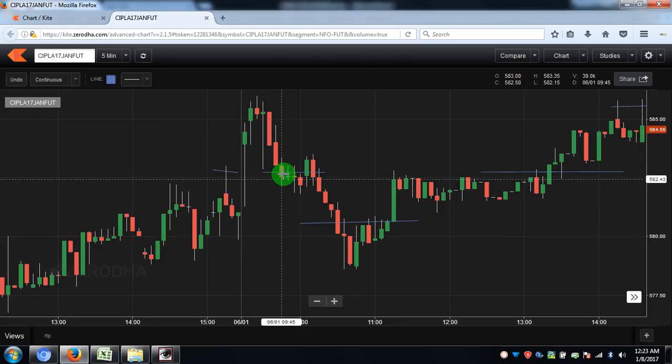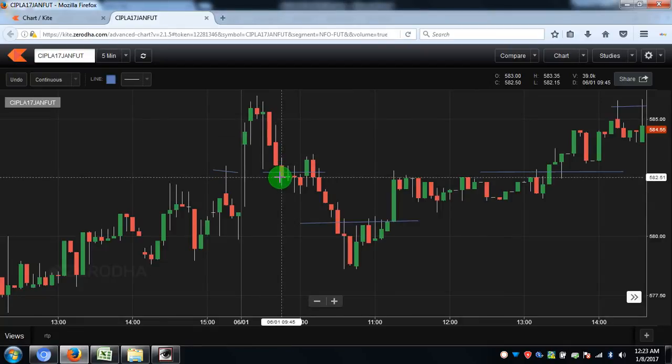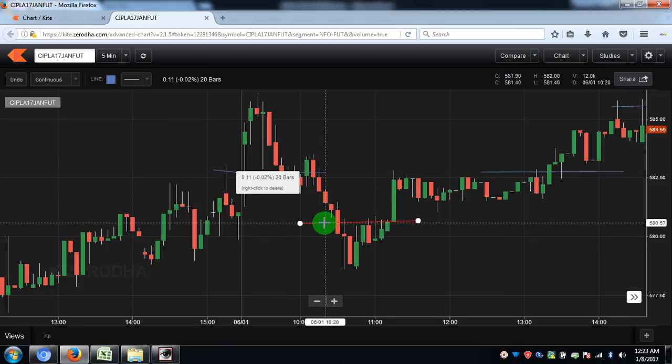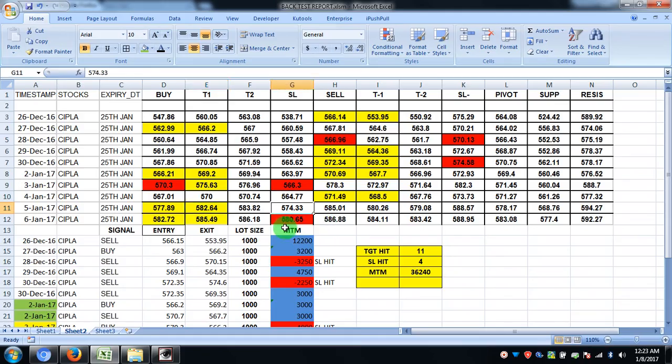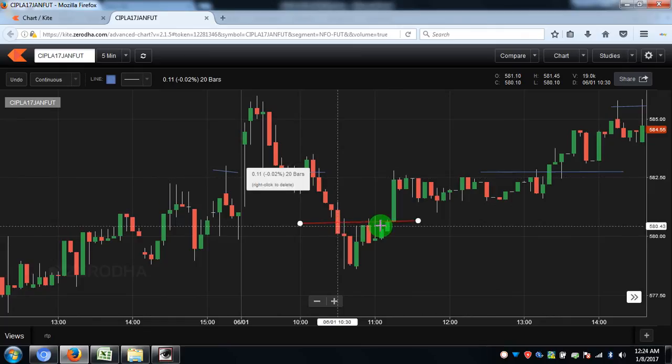So here it was the call in the morning. Here we generated a buy signal at 582.70 paisa, at 9:45 the buy call was generated, but after the buy was generated it continued to come down, and here we had a stop loss at this one, 582.70 paisa. On 6th January I am showing this candle. On 5th January the buy call was activated and came down, and the stop loss was triggered.